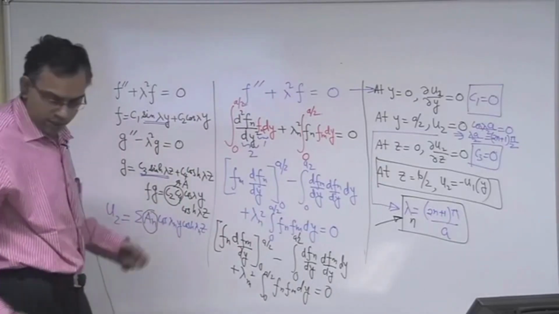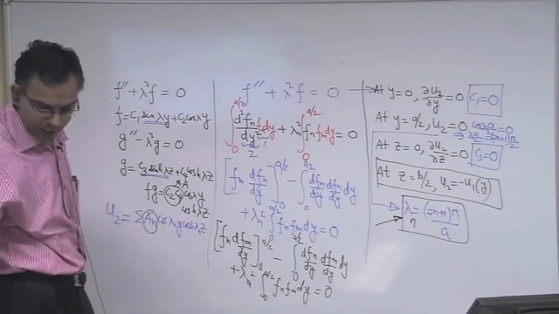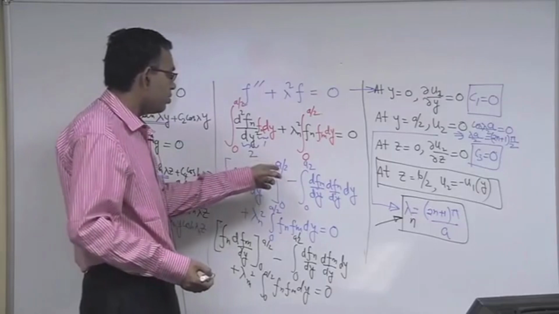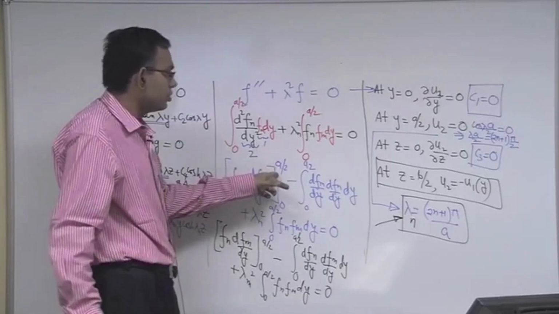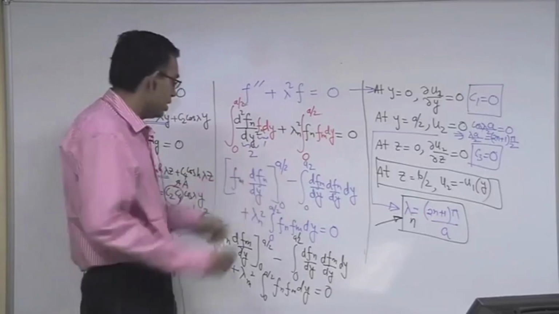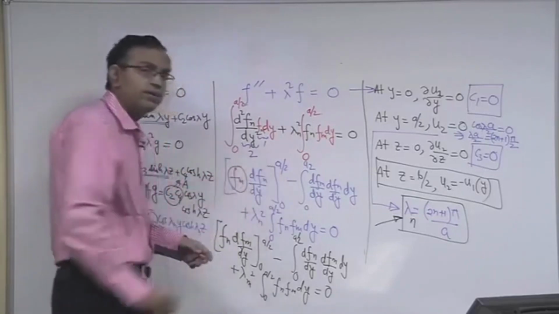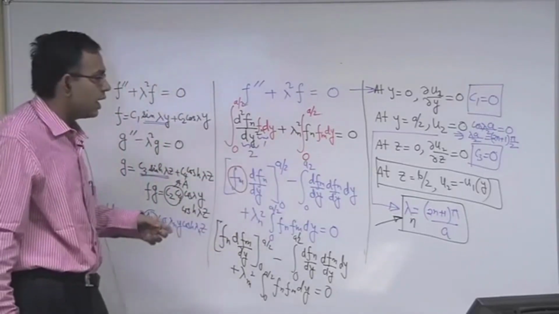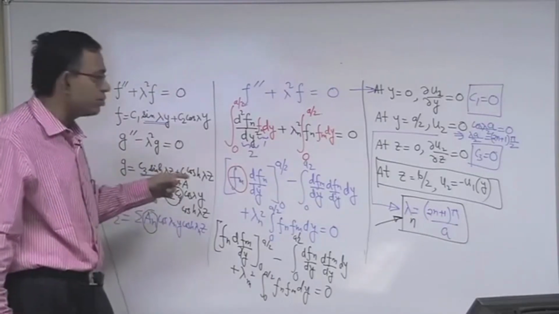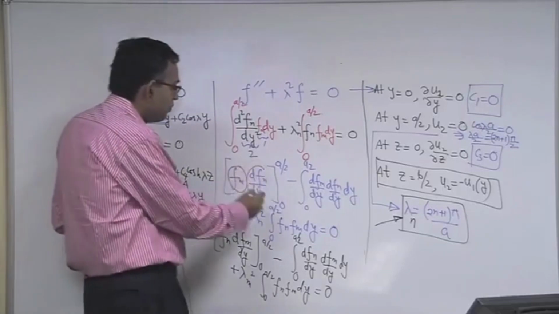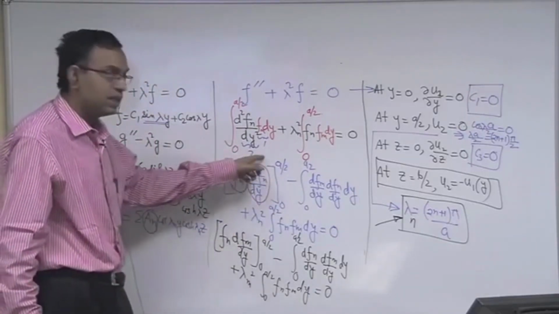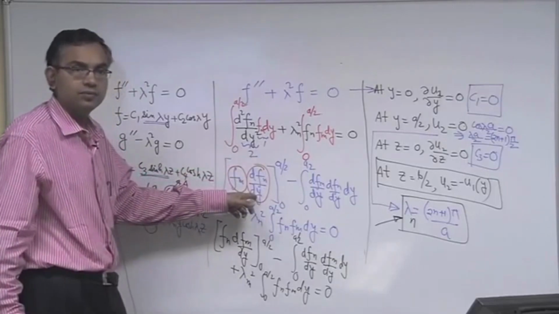Now, let us look into the boundary term. The term in the square bracket is the boundary term. At y equal to a by 2, u2 equal to 0, right. u2 equal to 0 means f equal to 0, and at y equal to 0, del u2 del y equal to 0, that means df dy is equal to 0. So, that means this boundary term becomes 0.